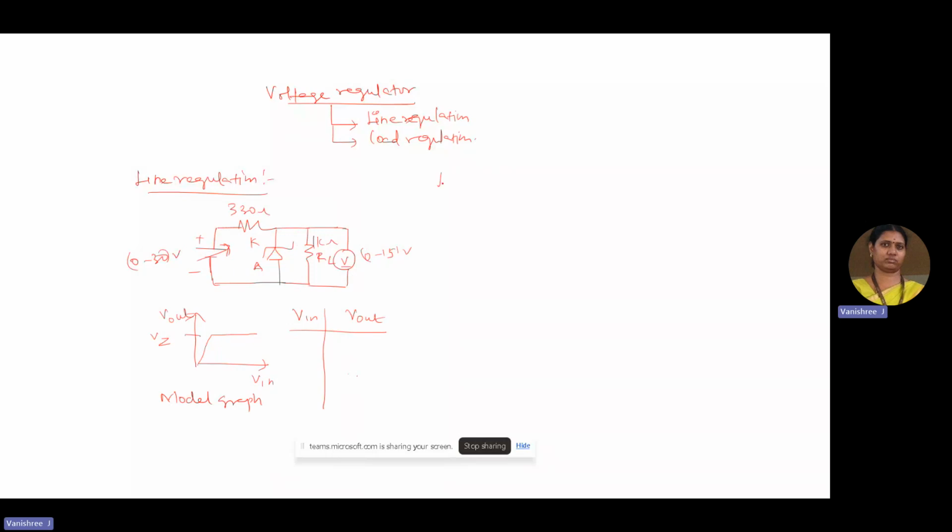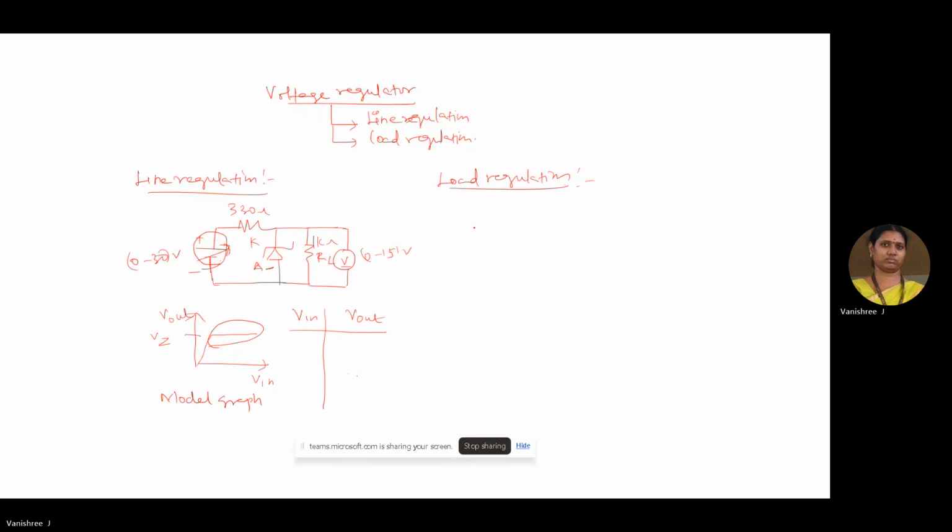Next, let us come to load regulation. What do you understand from line regulation? We make a variation in the input voltage, meaning that irrespective of the changes happening at the input end, the Zener diode is capable of maintaining a constant voltage across the load resistor, which is observed from this curve.